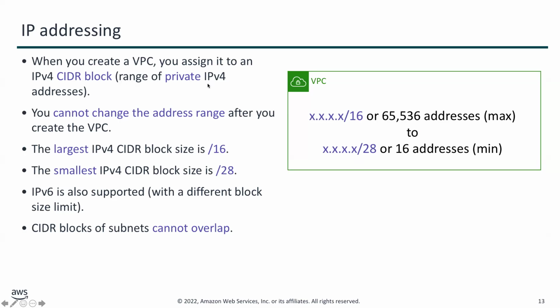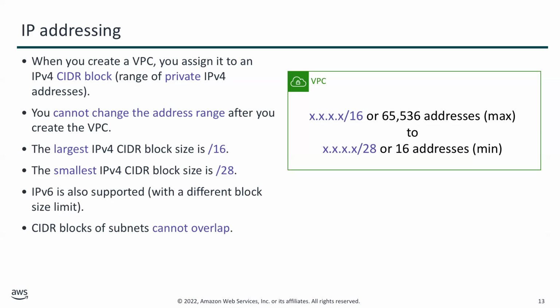So basically a range of private IPv4 addresses, right? This number, this X, could be anything between 0 and 255. So you have a 32-bit address, because we are using an IPv4 CIDR block. A VPC in Amazon Web Services can, in theory, contain 65,536 addresses, so 65,536 different resources you can put in a VPC.